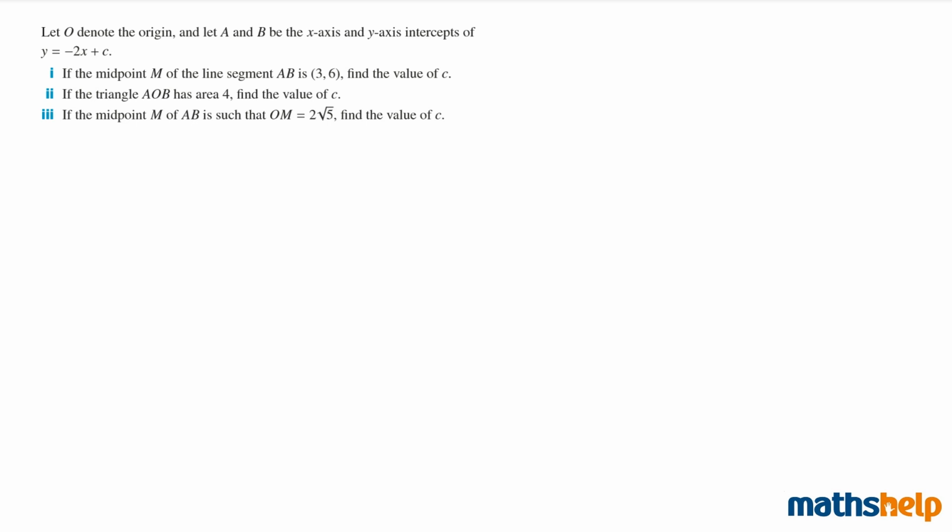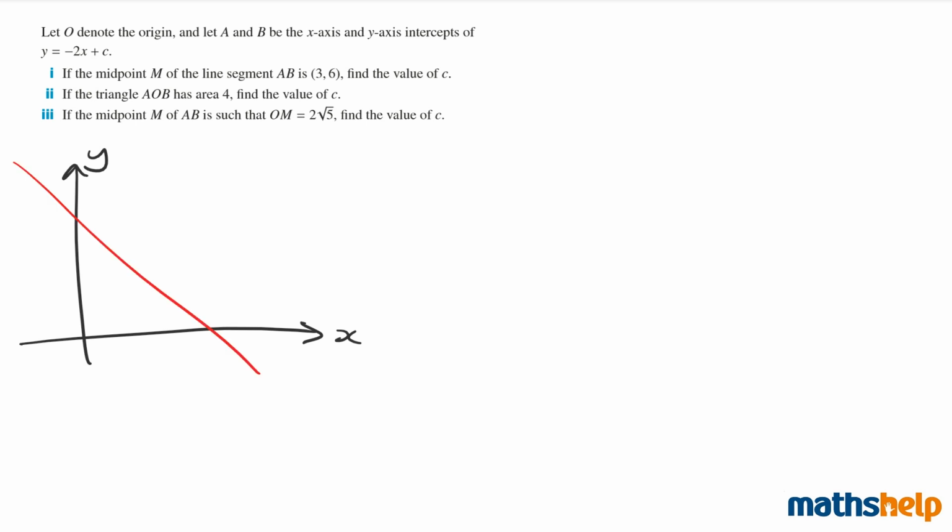To find the value of C, it's a good idea to start by sketching the graph of y equals minus 2x plus c. So the line is going to look something like this. To find the y-intercept, we let x is equal to 0. So y is going to be minus 2 times 0 plus c, which is just c. So this coordinate is going to be 0, c.